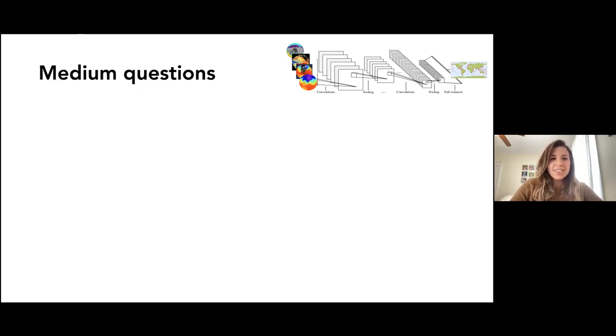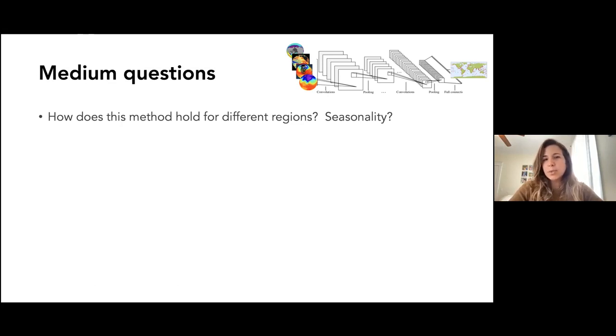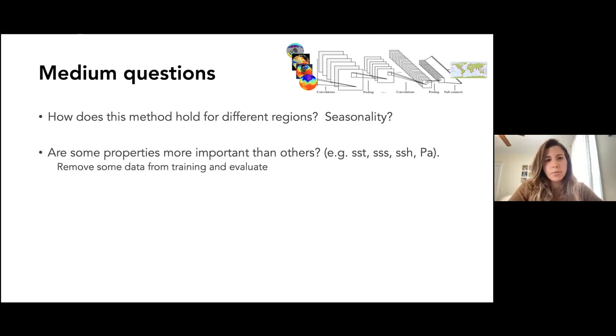Now some medium questions. How will this method hold for different regions? I would expect some areas to have a very strong link between the interior and the coast, and others not so much. Does seasonality affect this at all? Are some properties more important than others? Elizabeth spoke about this a little bit, but can I remove some data from the training? Is some data more important than others? Is anything missing? This will also be interesting to find out.